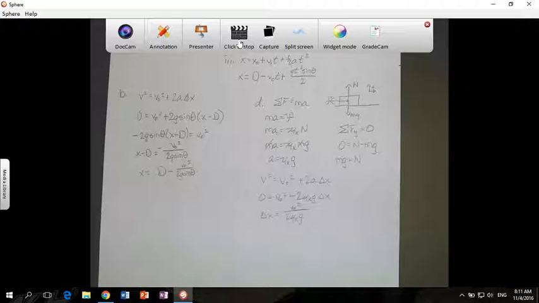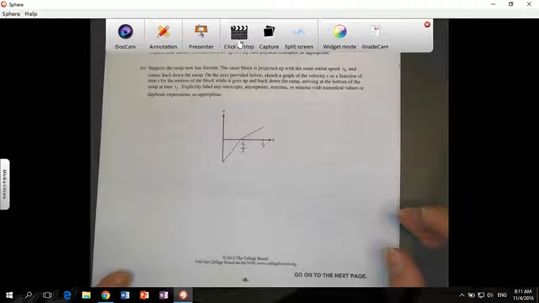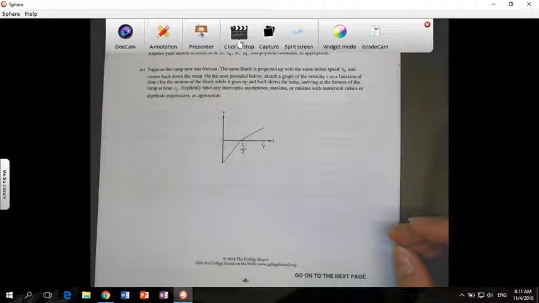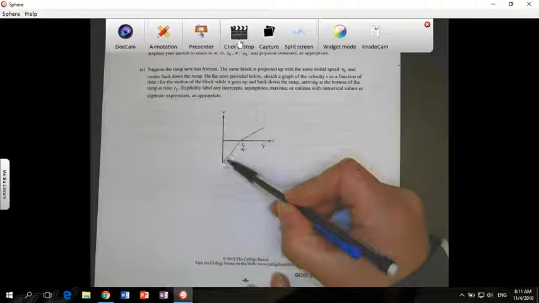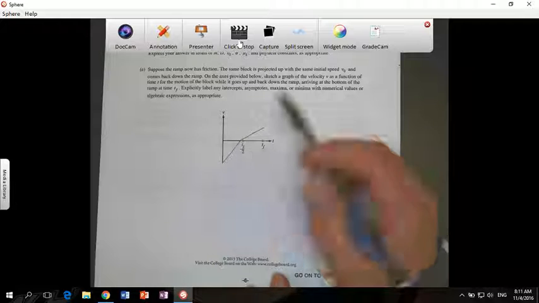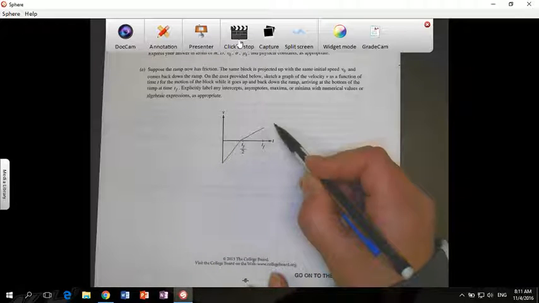Okay? One last part to the question. And this time it says we now have friction on the ramp, okay? And we still have the same initial speed, and we want to draw a velocity versus time graph for this situation. Now, things to notice. You are going to have a constant acceleration on the way up. You're also going to have a constant acceleration on the way down, but they are different.